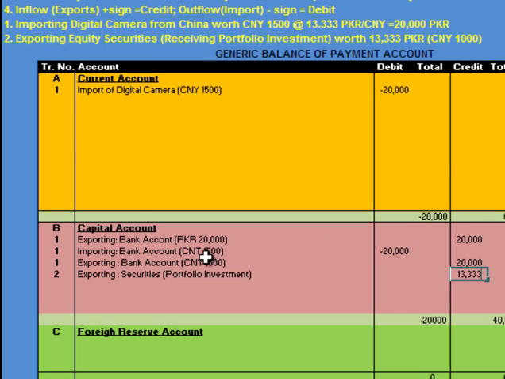And the second aspect of this transaction is what you are importing on the other side. You are importing Pakistani rupee of 13,333. So you are receiving 13,333 in your bank account. So the second aspect again would be in the capital account, and this would be importing bank account, and which is equal to Pakistani rupee 13,333, and imports would be recorded with a negative sign and would be recorded as debit. So 13,333 here.